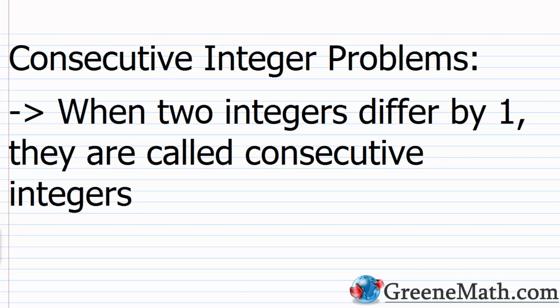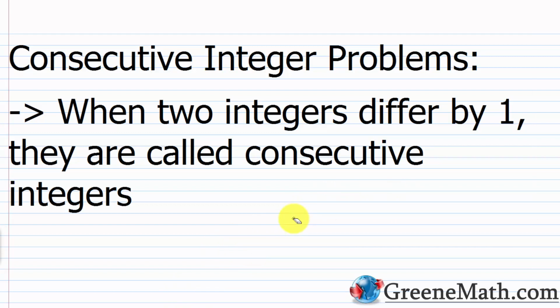All right, let's take a look at a very easy problem to conclude our introduction to applications of linear equations. So we're talking about consecutive integer problems, and you might see these in your book. Some books skip it because it's so easy. But basically, when 2 integers differ by 1, they are called consecutive integers. So if I have the numbers 2 and 3, they're different by 1. Or 14 and 15, or 123 and 124. That's what we mean by consecutive integers.